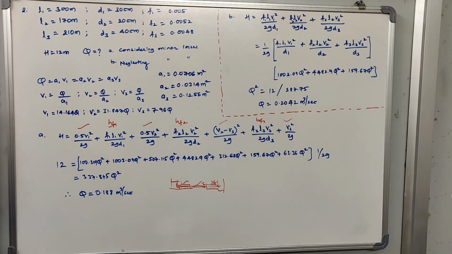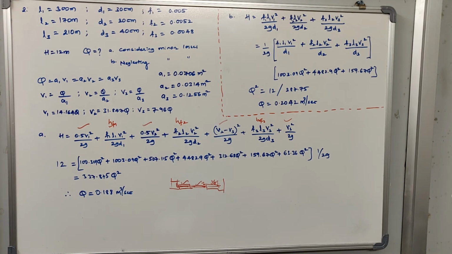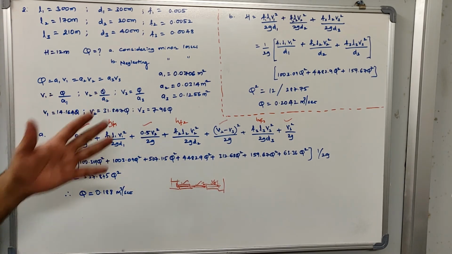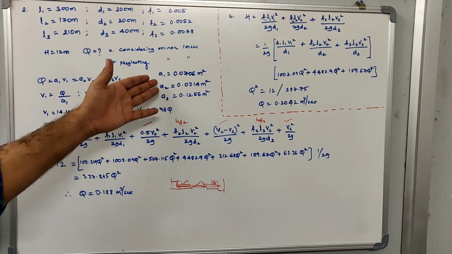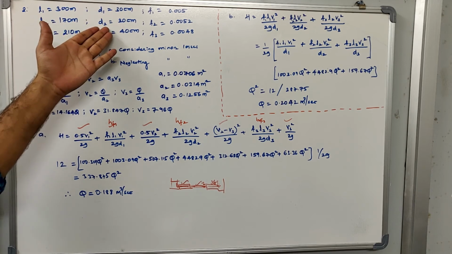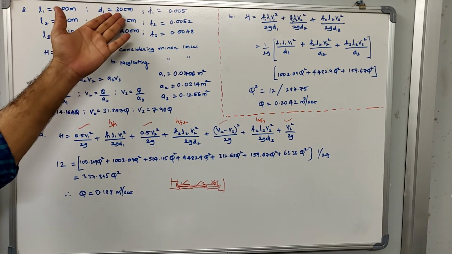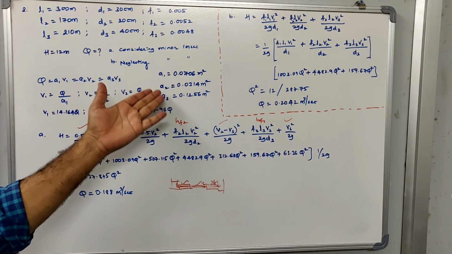Right. Now let us focus on the continuity equation. The continuity equation says that Q is equal to A1 V1, A2 V2, A3 V3. So from this we can say that V1 is equal to Q by A1, V2 is equal to Q by A2, and V3 is equal to Q by A3. Let us first calculate how much is A1, A2 and A3. They can be calculated from the corresponding diameters of pipe 1, pipe 2 and pipe 3, which are 30 centimeter, 20 centimeter and 40 centimeter. Let us calculate the areas A1, A2 and A3.